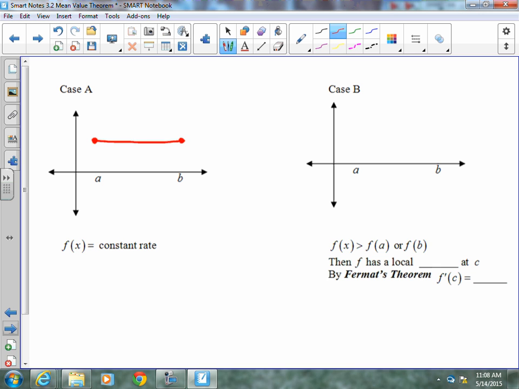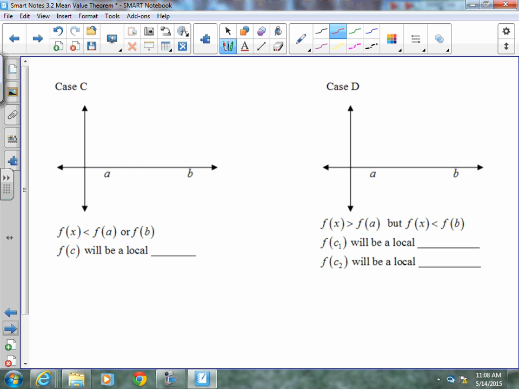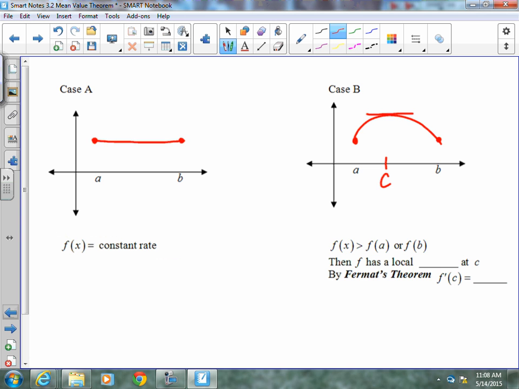B, we could have something going on where it goes up, and then we'd have this value c that had a slope of 0. Thirdly, we could have a situation where we've got a and b, and then we have this point c where the slope is 0. And if that's the case, where all of f of x is less than f of a and f of b, then f of c will be a local min. Not sure I filled that out on the previous page. f has a local max at c. By Fermat's theorem, f prime of c would be 0. Fermat's theorem or Rolle's theorem.